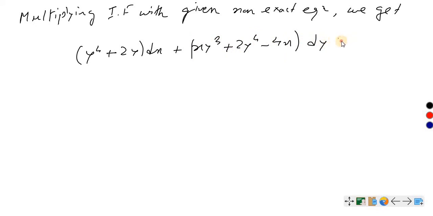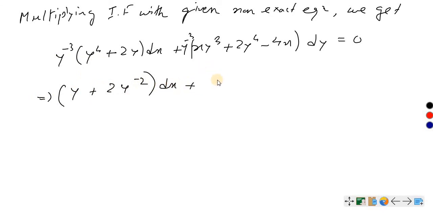So this was my given equation, and what I'm going to do here is simply multiply this integrating factor on both these sides in this way. Okay, I have multiplied the integrating factor. So if I multiply, I will be getting (y plus 2y to the power minus 2) whole thing dx, and here it will be (x plus 2y minus 2x y to the power minus 3) whole thing dy is equals to 0. So this is what I have got.